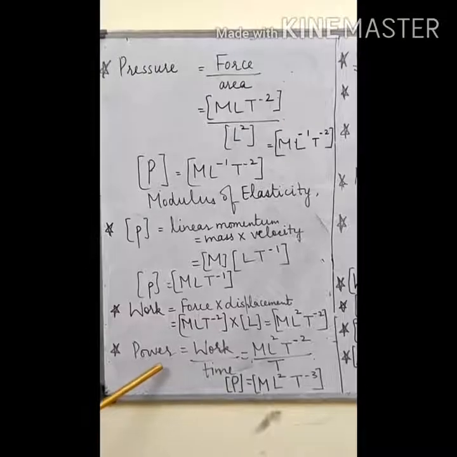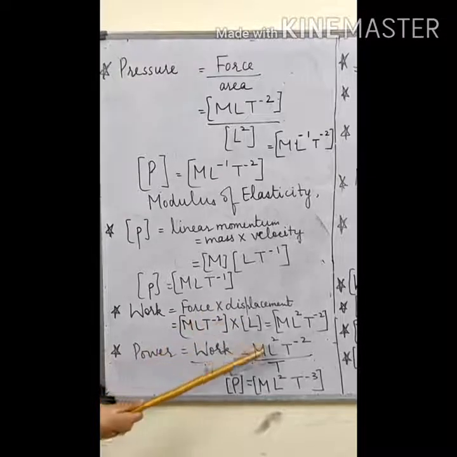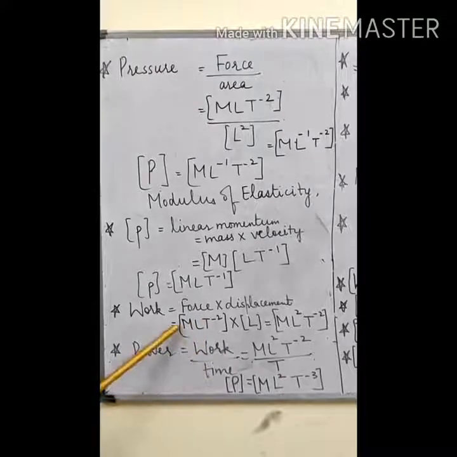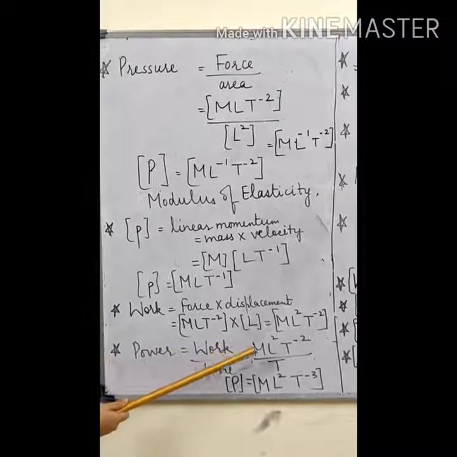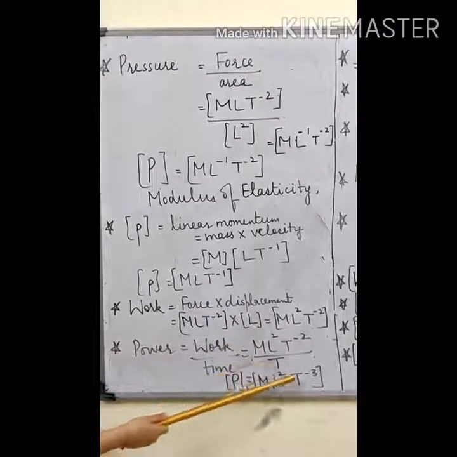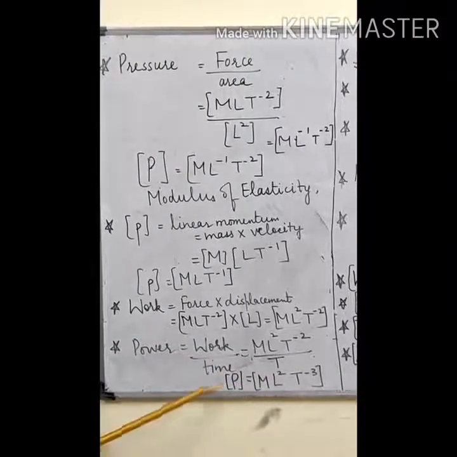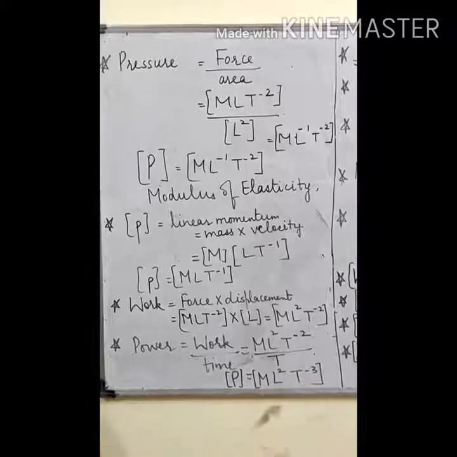Then comes the next quantity called power. The dimensions for power we will calculate using this formula. Formula is work over time because power is the rate of doing work. Work is ML²T^-2, then time is T. Finding out the dimensional formula for power will be ML²T^-3.